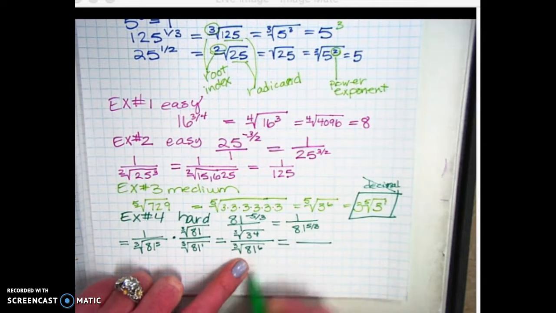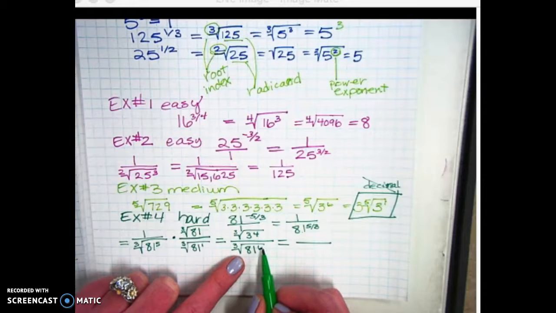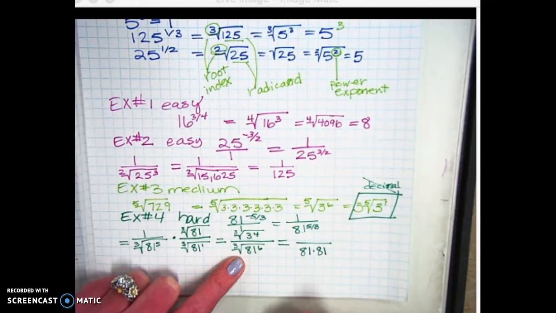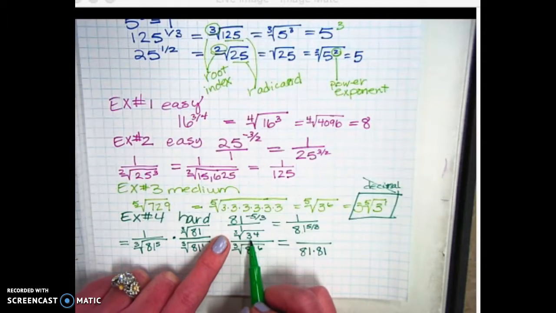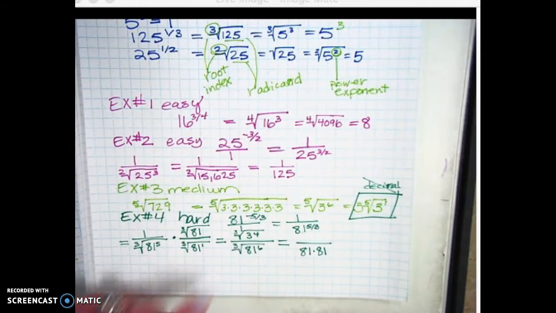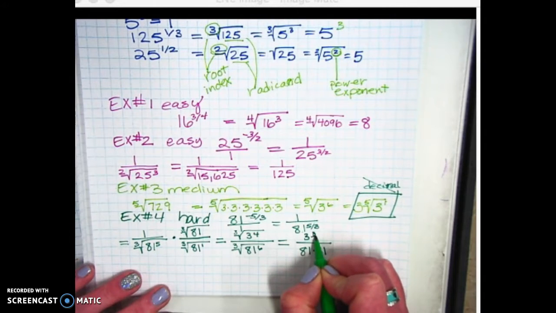Okay, so let's deal with the denominator first. So we want the 3rd root of 81 to the 6th. Remember, there were 2 of them. There was 81 and 81. We'll multiply those in a second. In the numerator, we've got 3 to the 4th, and we want the 3rd root. So how many 3rd roots do we have in there? 1. So I'm going to pull out 1, 3, and 1 left inside.